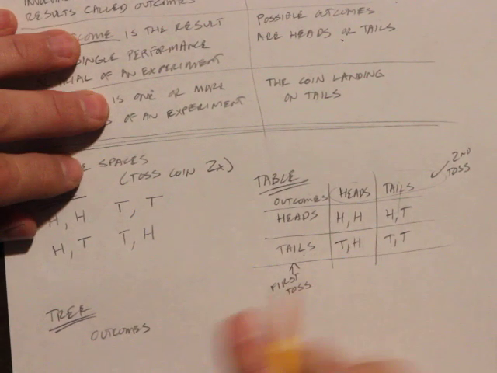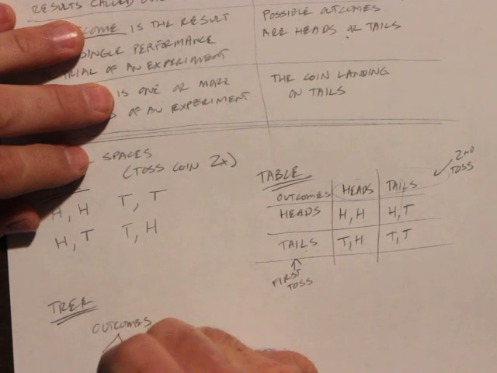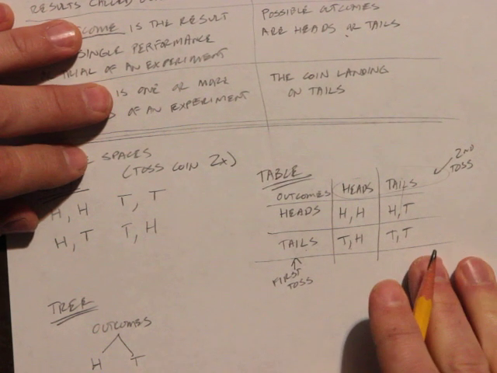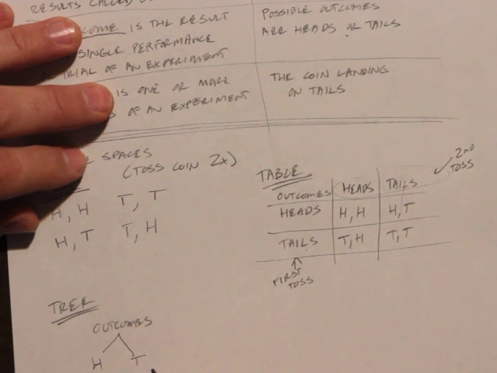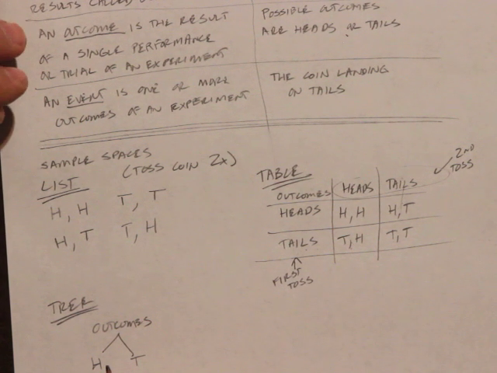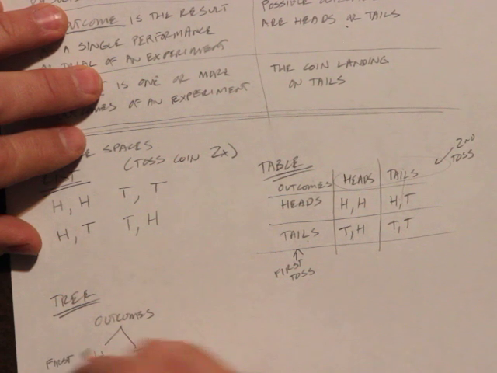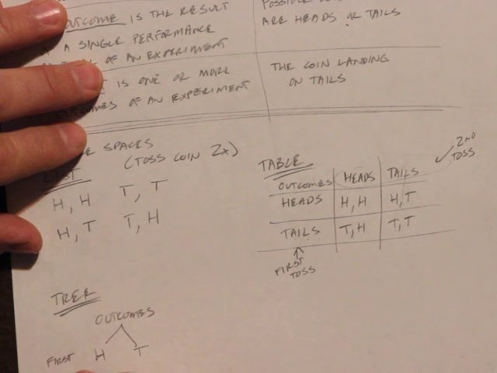We toss the coin, and the coin can be heads or the coin can be tails. So that's the first event. Now the second event, so we'll write first right here. And then we put the second here.